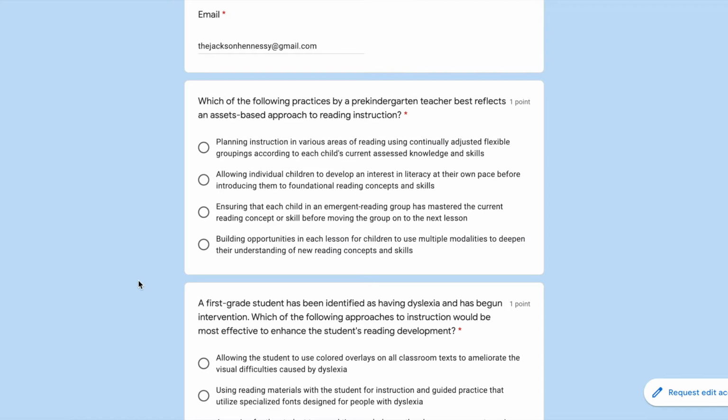Well, I'm looking at this, and option A is correct because an assets-based approach to reading instruction focuses on what children know rather than on what children do not know. So, by continuously adjusting flexible grouping according to the current assessment data that the teacher has picked up, the teacher then knows each child's growth in various areas of reading. So, therefore, option A is best.